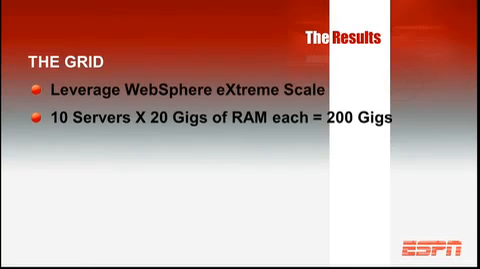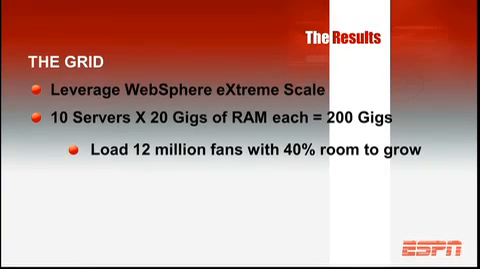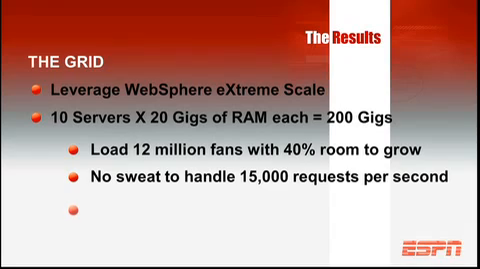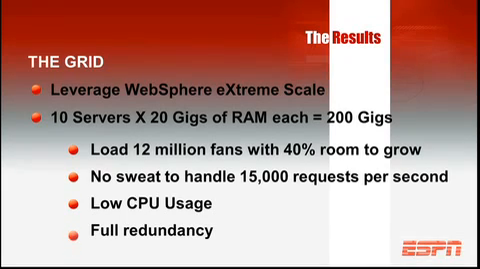So how does it scale? Fast. The grid is based on 10 physical servers. These are commodity servers. These aren't mainframe multi-million-dollar boxes. These are pretty commodity servers. There's 10 of them. Each have 32 gigs of RAM. We chose to use 20 of those 32 gigs of RAM for a grand total of our 200 gigs. We're using Extreme Scale to power the grid. We loaded 12 million users into this system, and we had 40% room to grow. We're utilizing a few really cool features of Extreme Scale that actually compress the size of these objects so we get more bang for the buck.